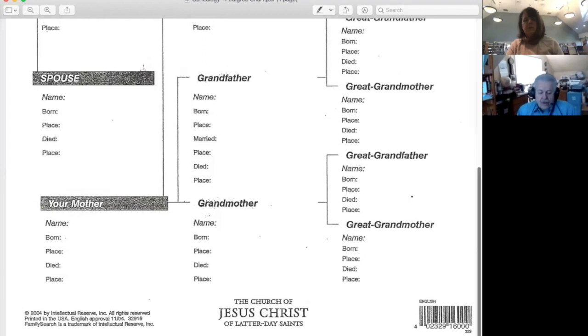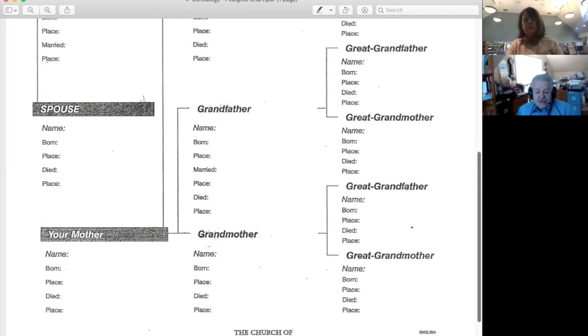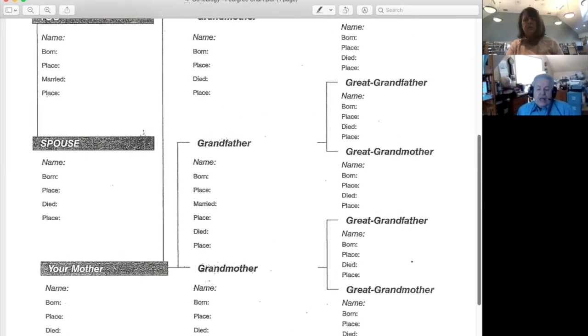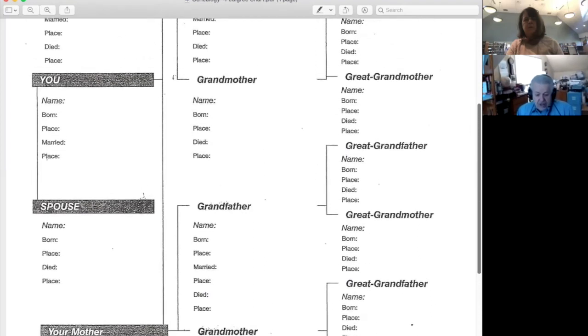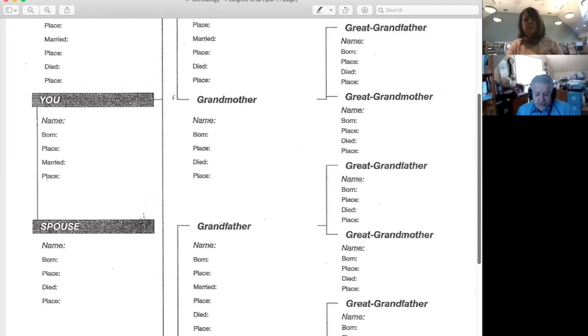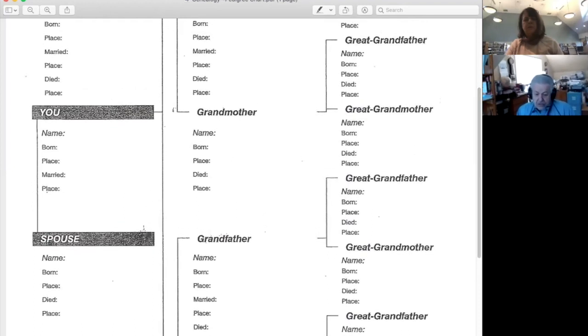By now, you may find that you have some blank spots. You may have all the information except the date of the marriage of your mother's parents. So therefore, you'll have a blank or a question mark under grandfather and married. Well, what does that mean? That means that's something that your search will now start to try to find.